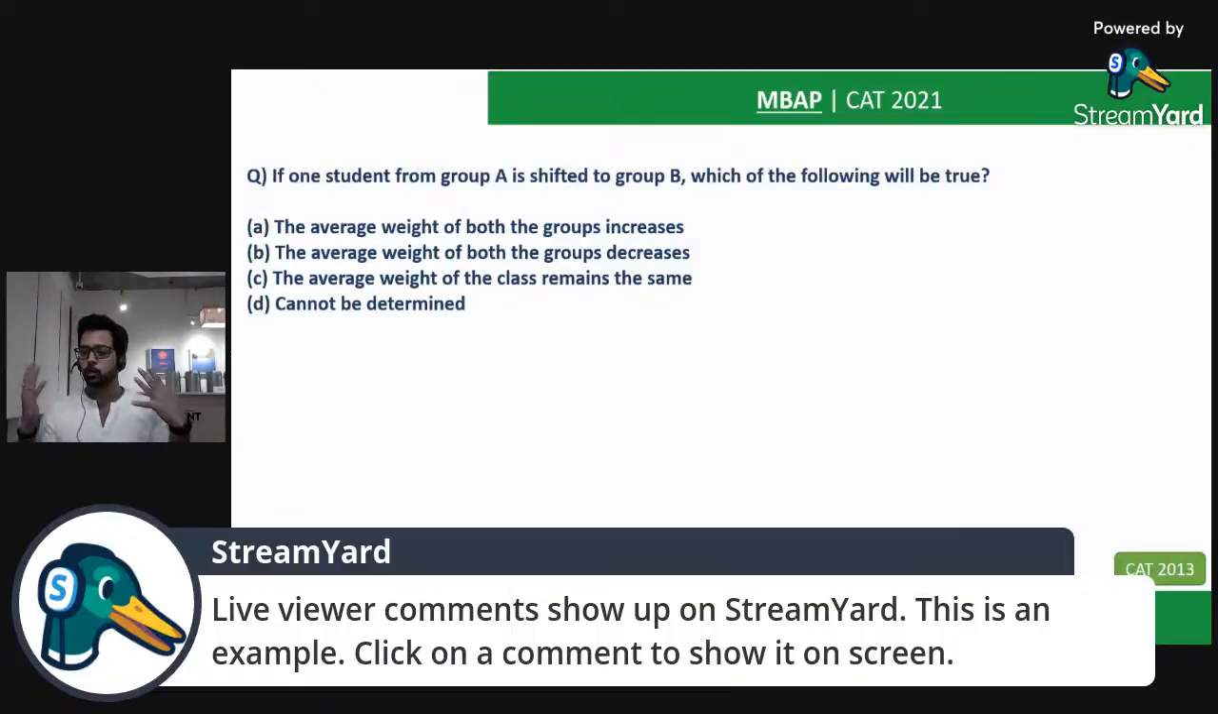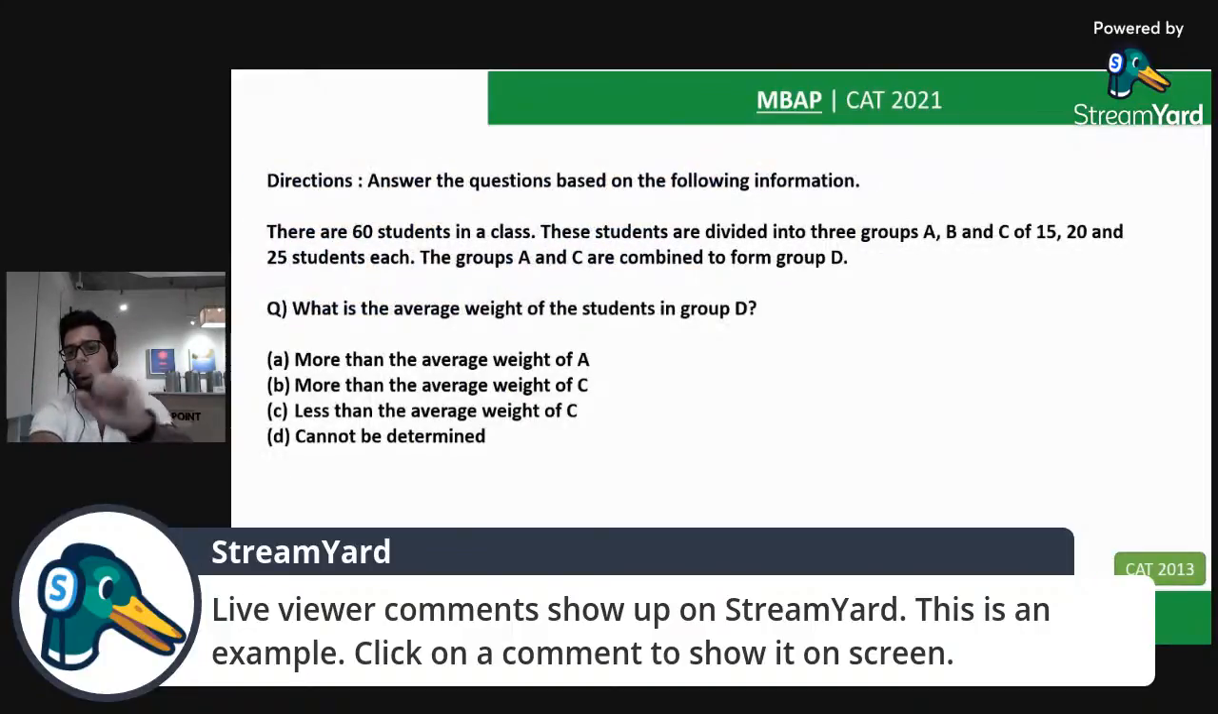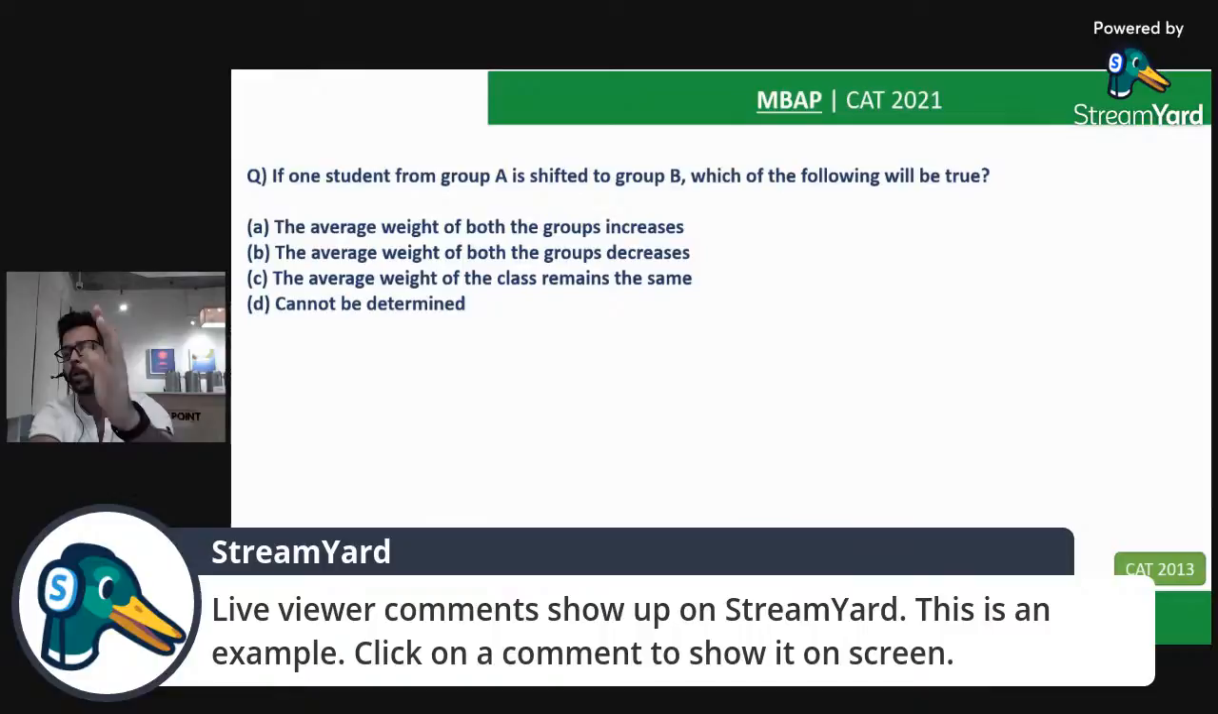It's going to be D, right? How do I get to know? They are saying one person has shifted. Don't get confused that A has 15 students and B has got 20 students. I do not know the sum total of weight. I do not know the weight of the person who is shifting from A to B. So how can I infer whether it's going to increase the average or decrease the average?